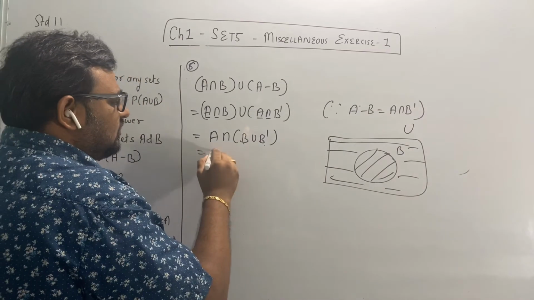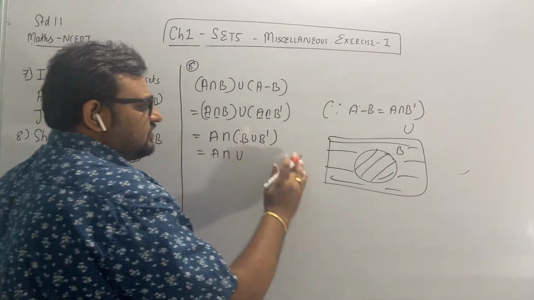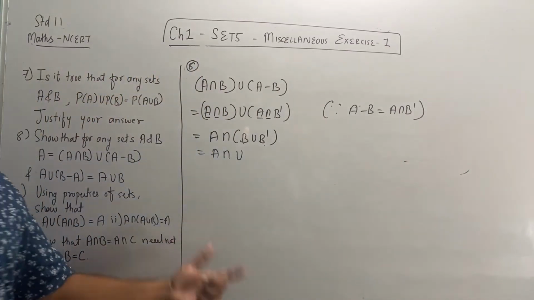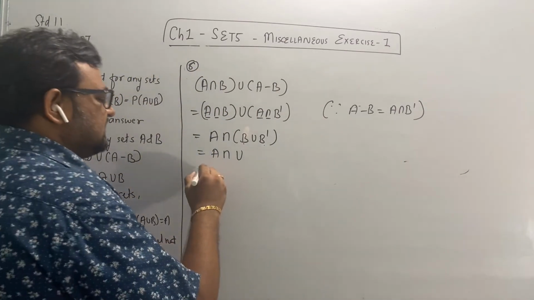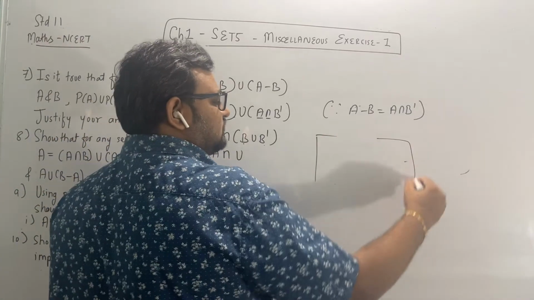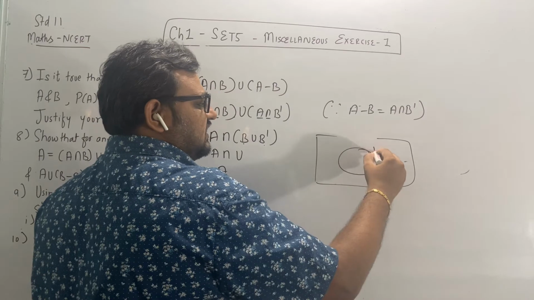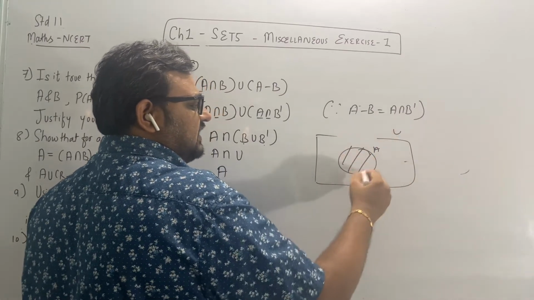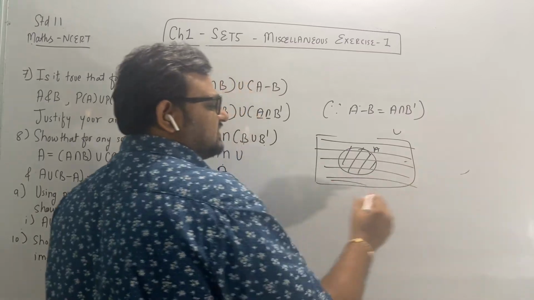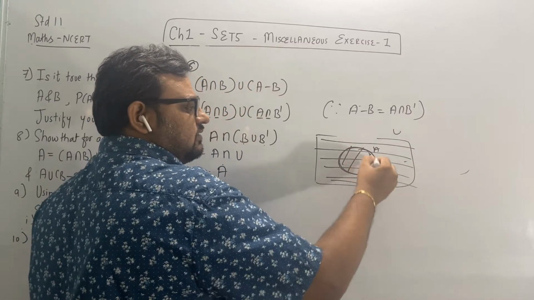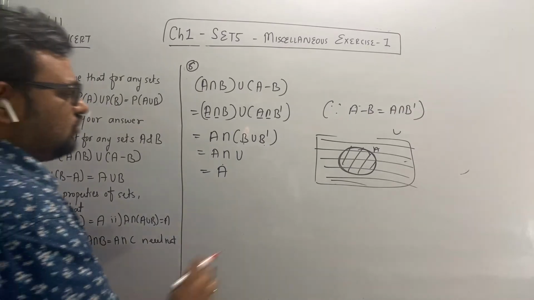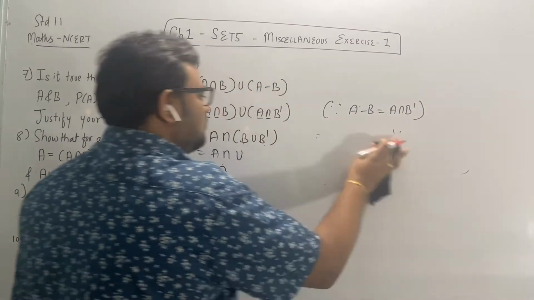So this will be equal to A intersection U. Now any set, when I take intersection with U, it will be the set itself. Venn diagram again I am solving. This is A and this is U. This is set A intersection U. Now when we are taking intersection, what is common? Again it's A, right? So A intersection U is equal to A.